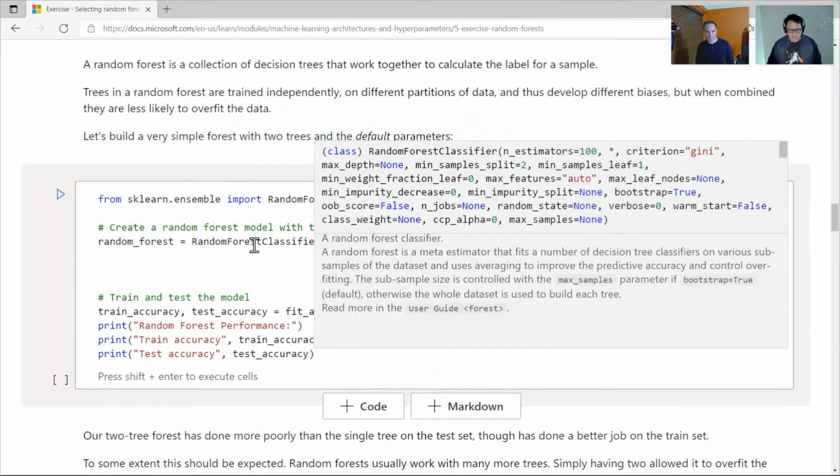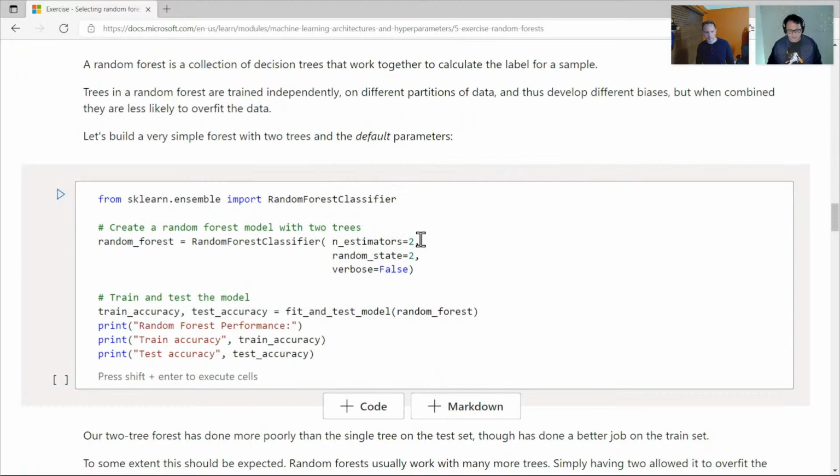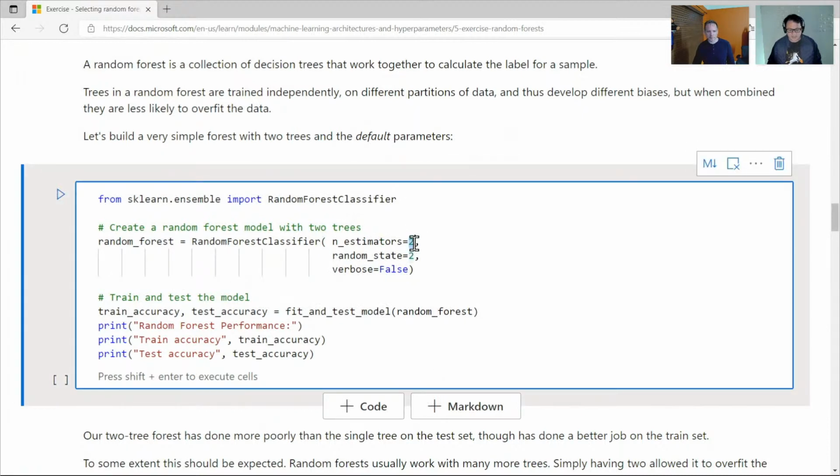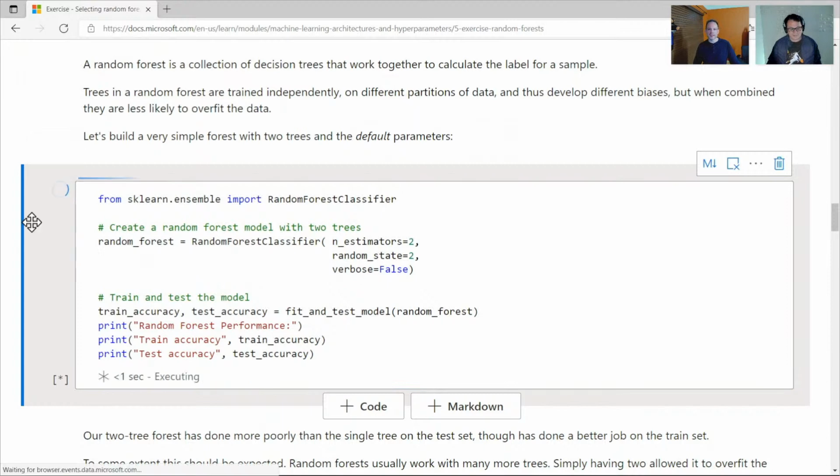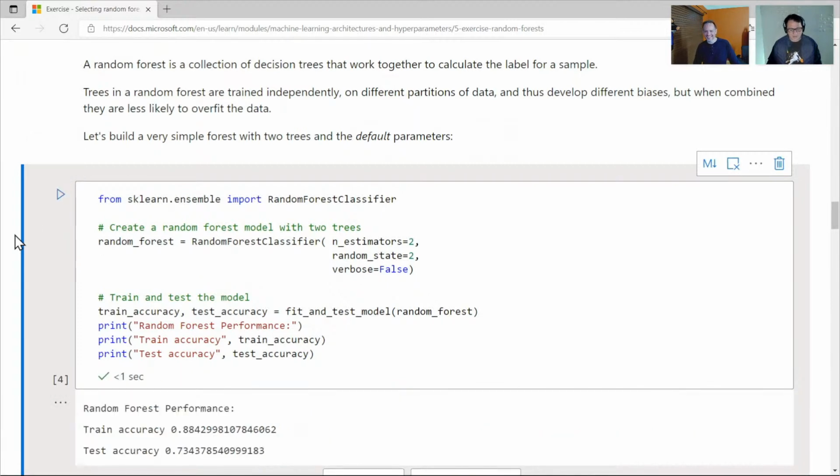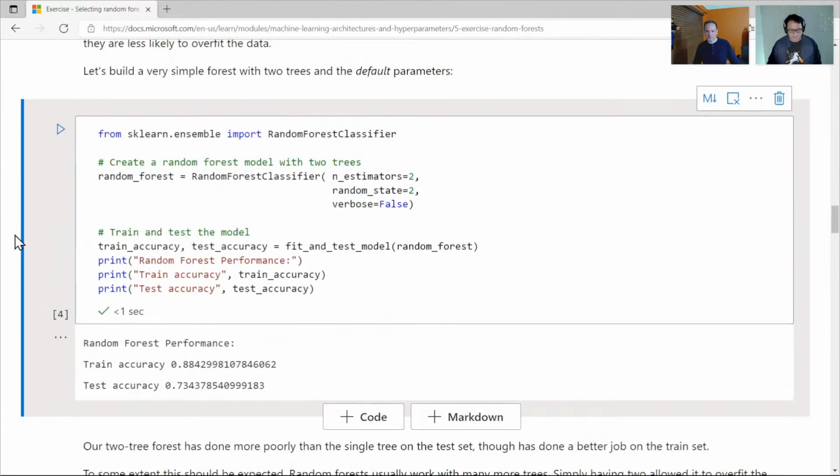So here we're using the random forest classifier. We've got that number of estimators, which is really saying the number of decision trees that we're creating in this case. So there's only 2 trees in our forest. You can probably see the forest from the trees here. It's a random copse of trees. So our trees are created here, and we've got our test accuracy, which is 0.73.